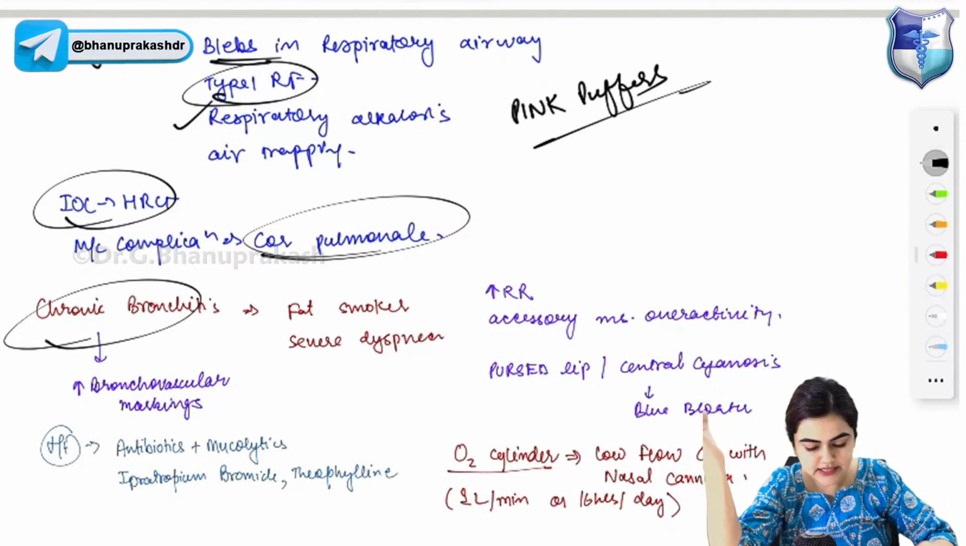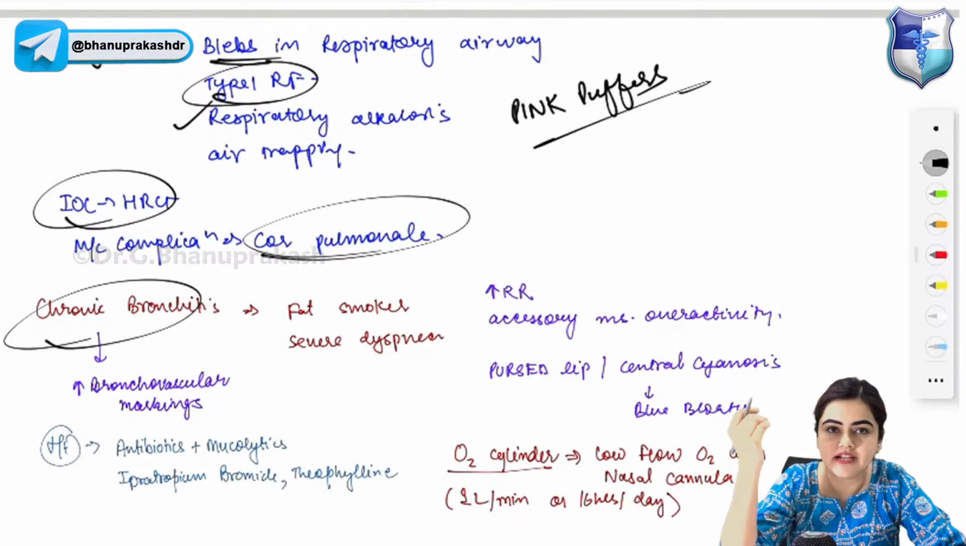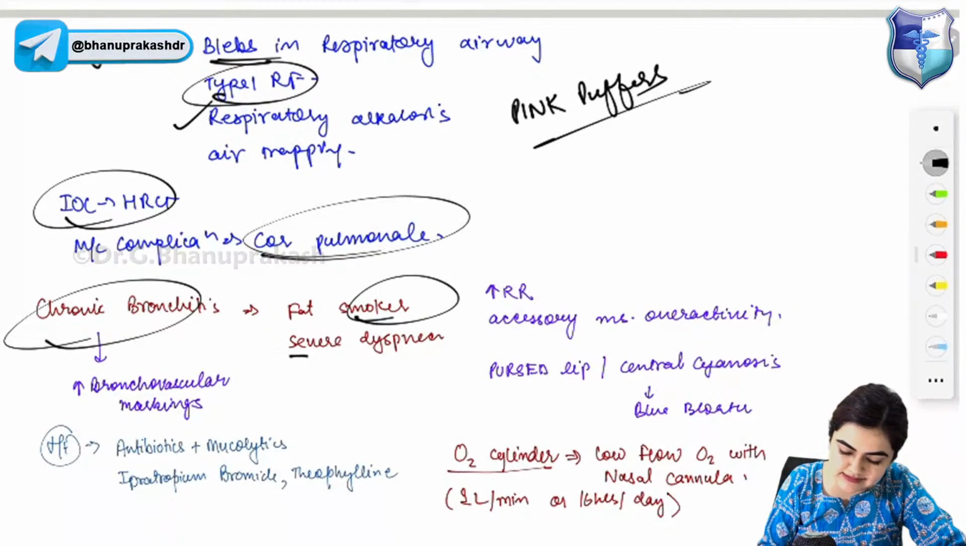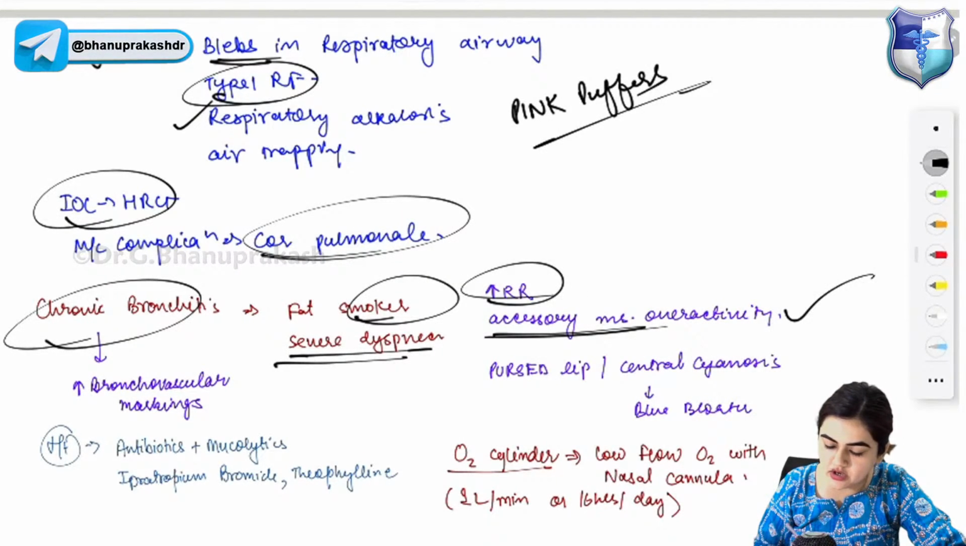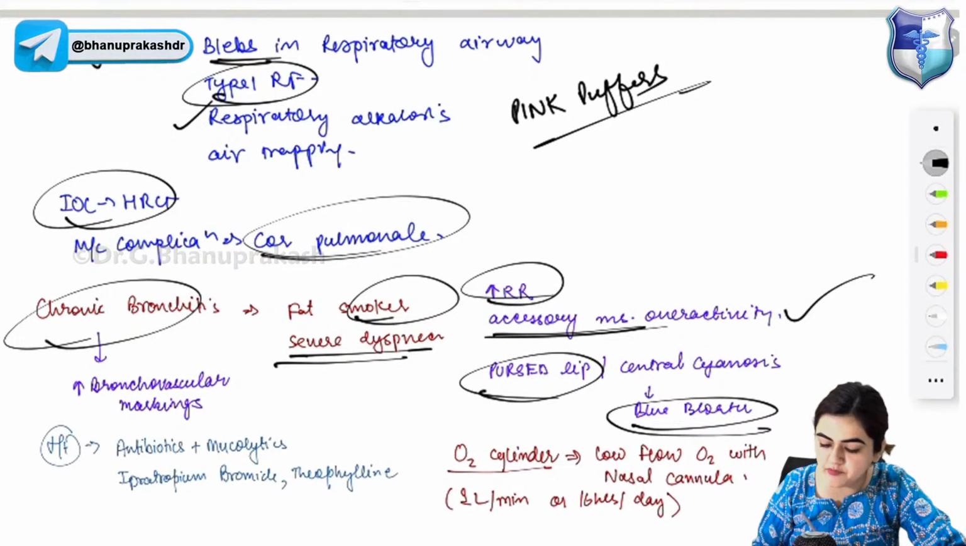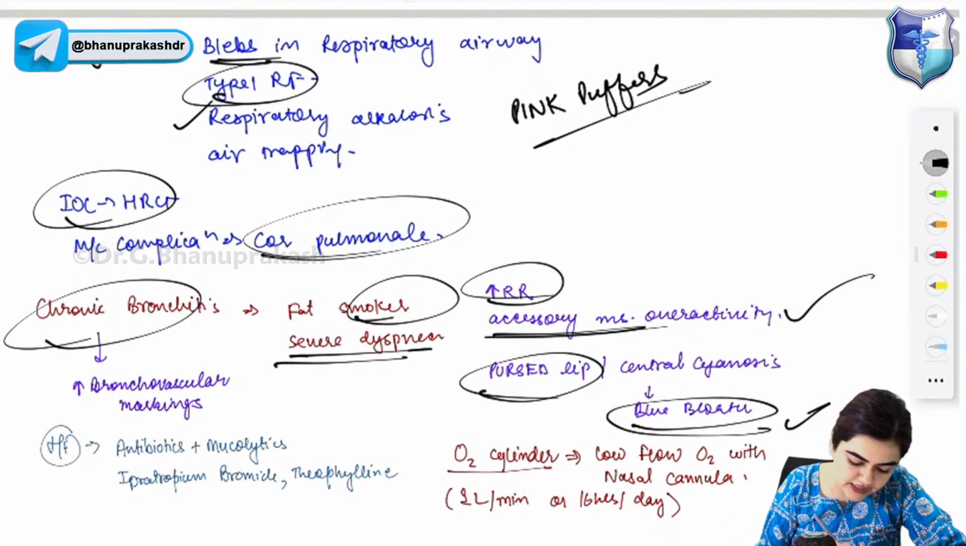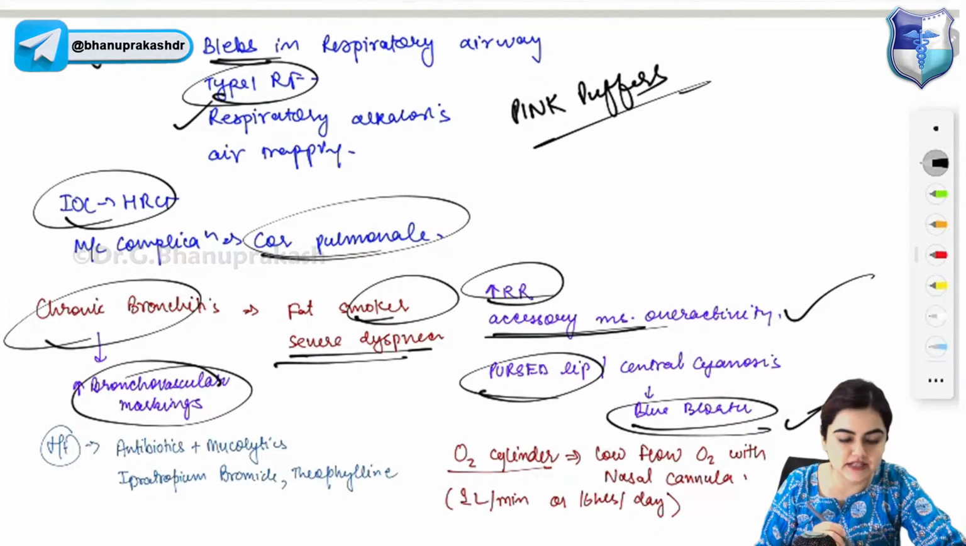Chronic bronchitis. In chronic bronchitis, there will be a history of smoking. There will be severe dyspnea. The respiratory rate will be increased. Accessory muscles will be used in excess. Pursed lip, so they will be blue bloaters. Central cyanosis, pursed lip, blue bloaters, and bronchovascular markings are increased. Treatment is antibiotics plus mucolytics, ipratropium bromide, and theophylline.